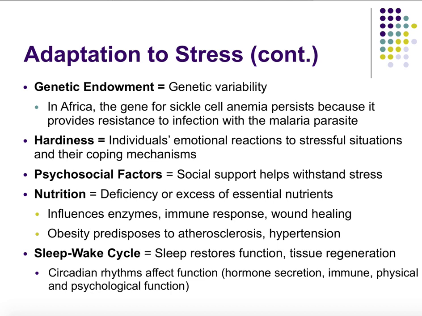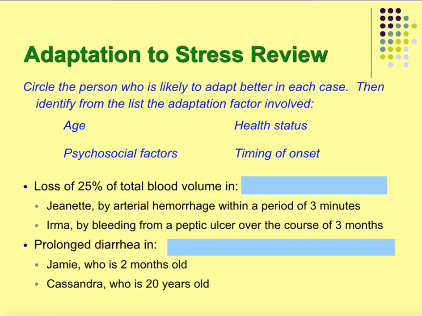And then finally, we have our sleep-wake cycle. Sleep restores function, tissue regeneration. We want to sleep to be healthy. So it's really important that you have a normal sleep-wake cycle. For example, even hormones are released in a circadian rhythm. And so we really want to maintain that rhythm and not disrupt it. And again, anything that disrupts sleep, you already know is pretty stressful to your body as well.